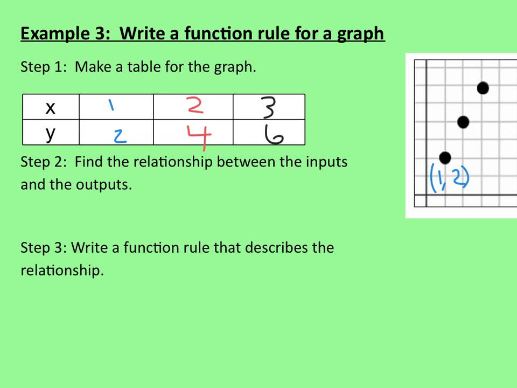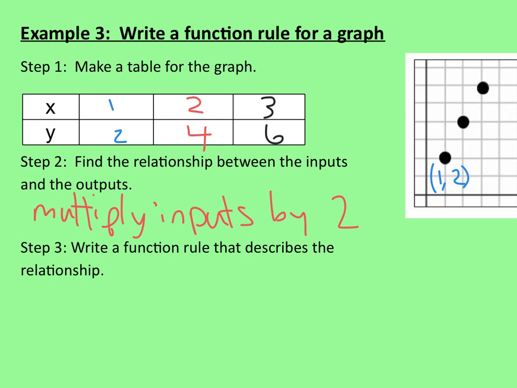So how do we get from 1 to 2? Well, we could add 1. 1 plus 1 is 2. But is 2 plus 1 4? No, 2 plus 1 is not 4. That's ridiculous. So what else can we do to 1 to get 2? Well, we could multiply 1 by 2. 2 times 1 is 2. Is 2 times 2 4? Yeah. Is 2 times 3 6? Yes, it is. So multiply inputs by 2. This is my verbal model.